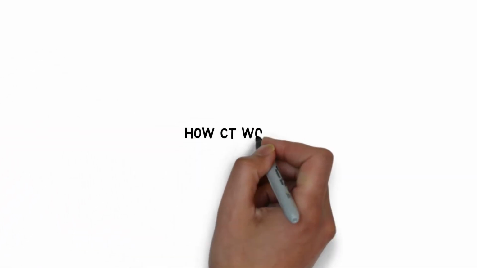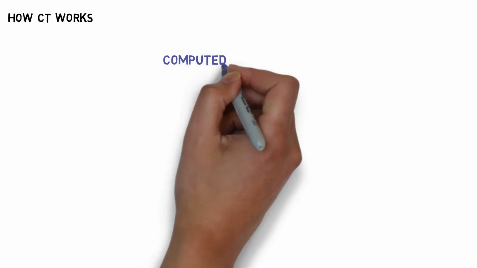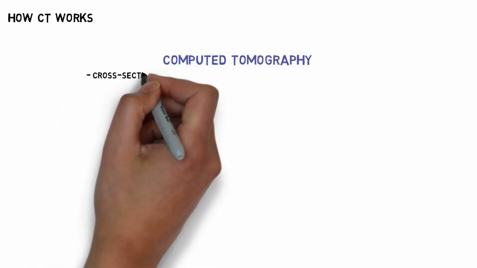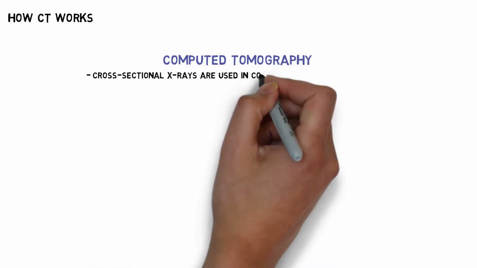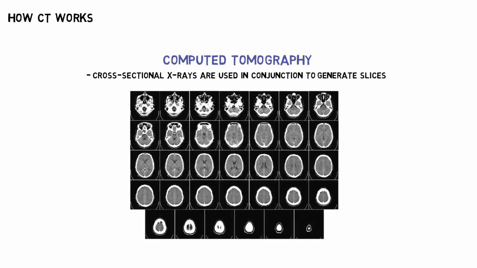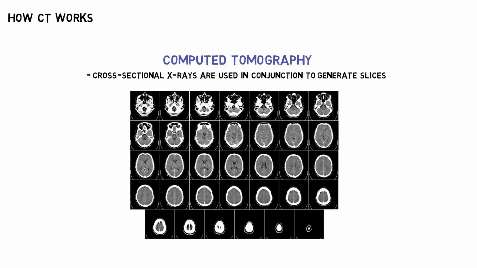This is the video on how CT scans work. CT, or computed tomography, is a type of bioimaging that utilizes many narrow X-ray beams to generate cross-sectional slices of the body. Many of the slices are then stacked on top of one another to generate a 3D image.